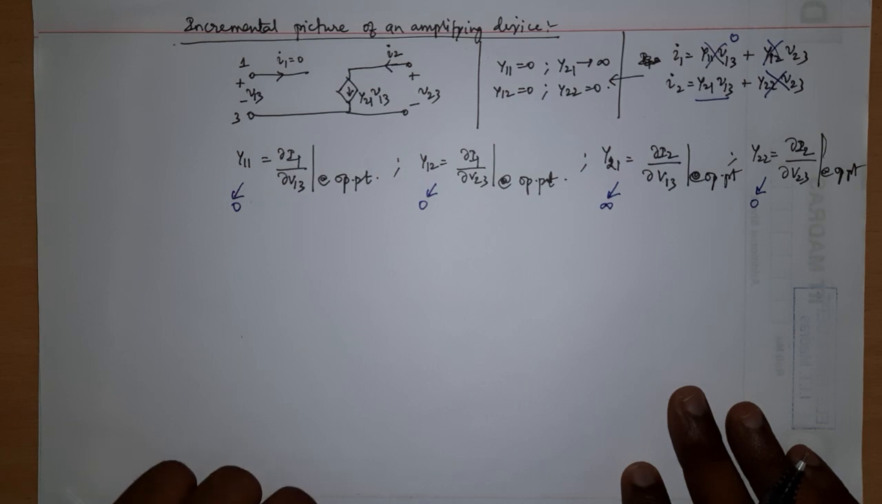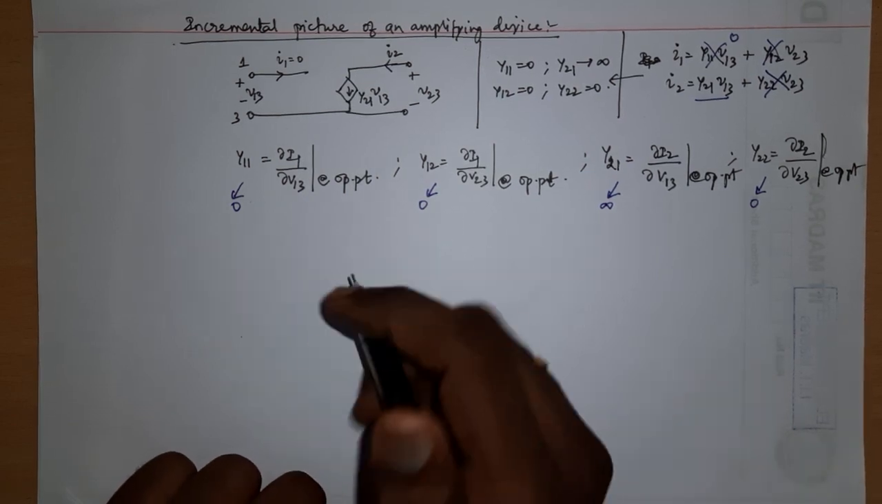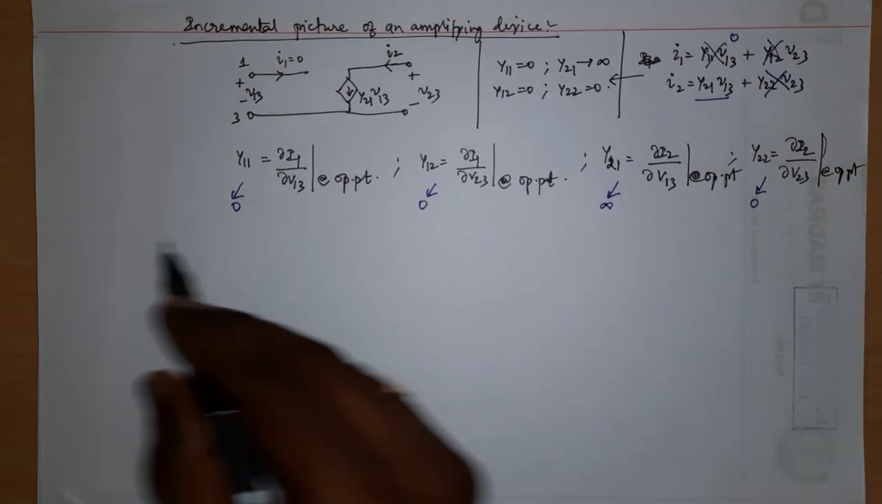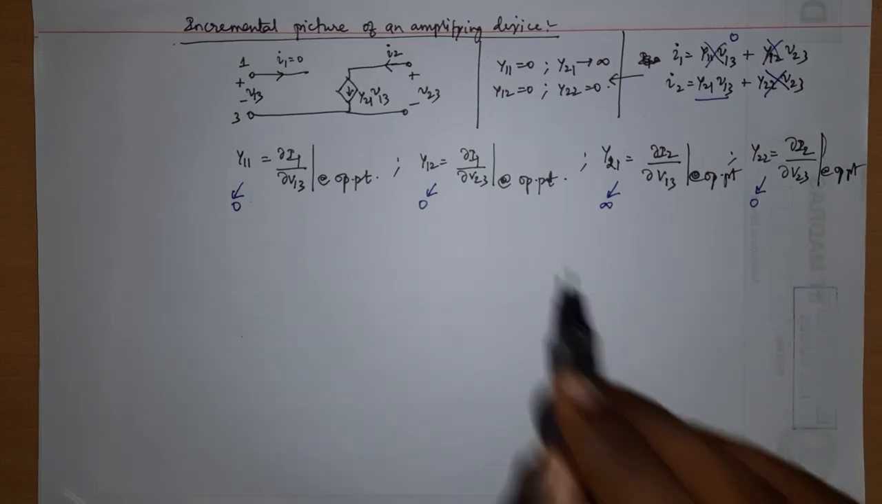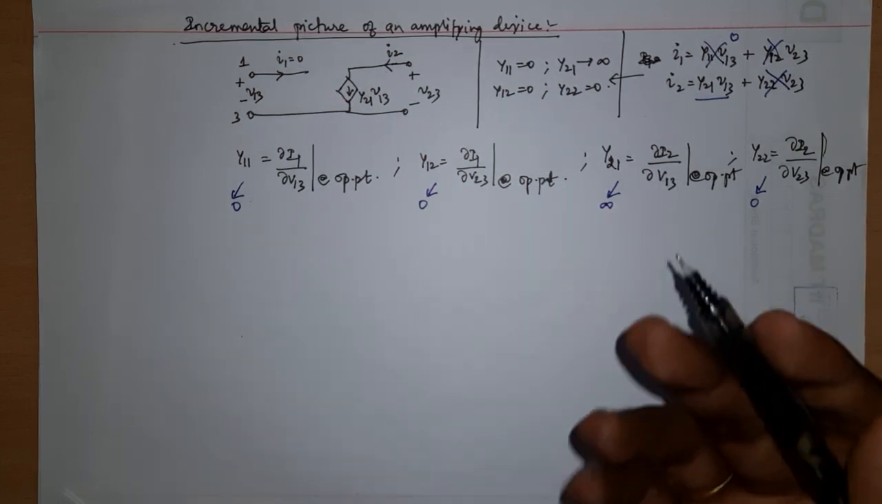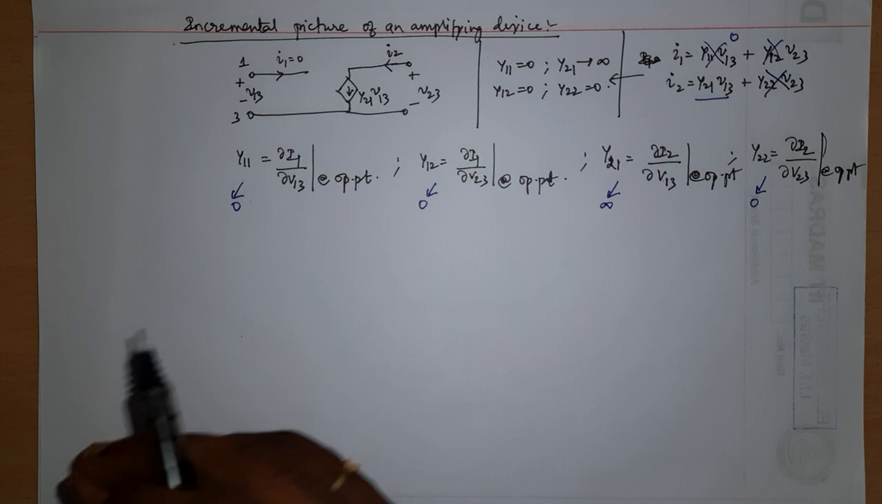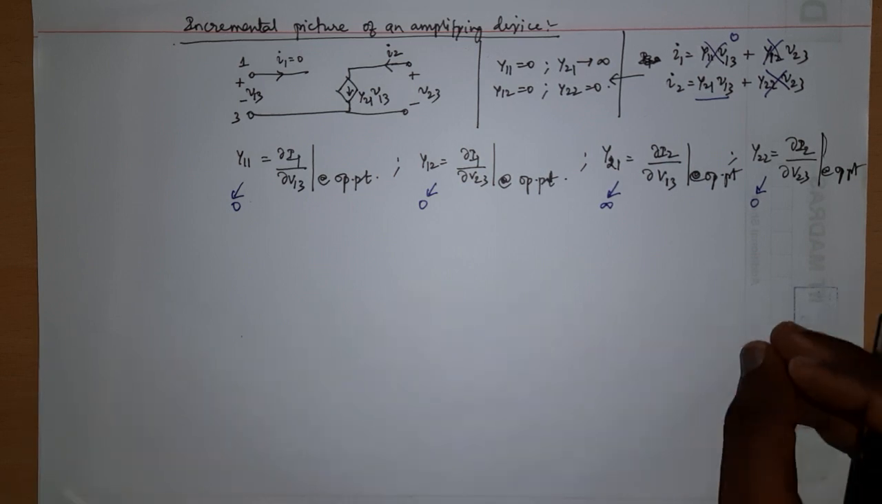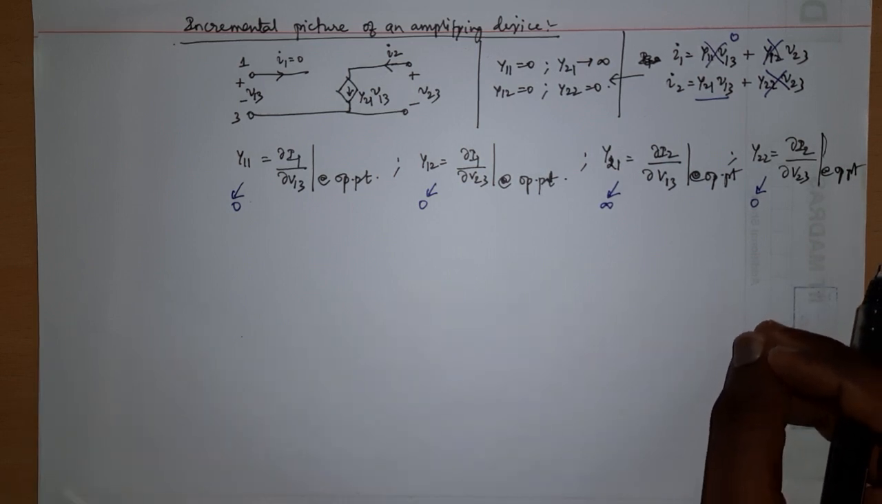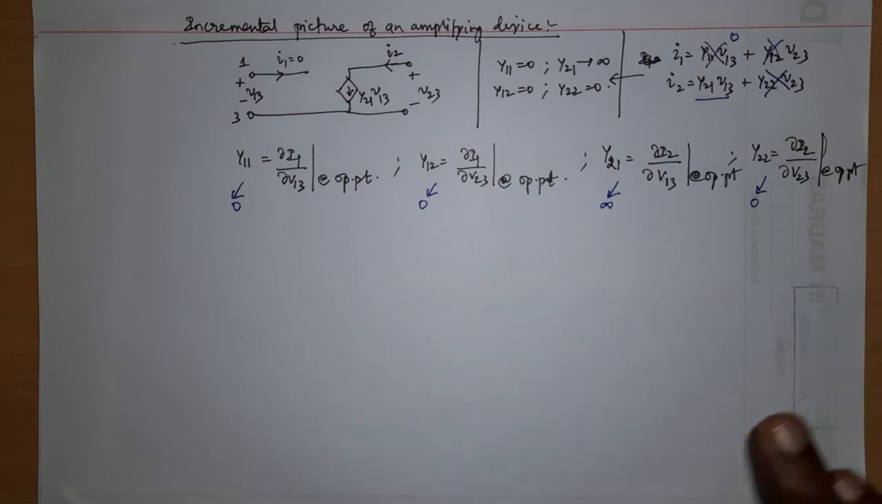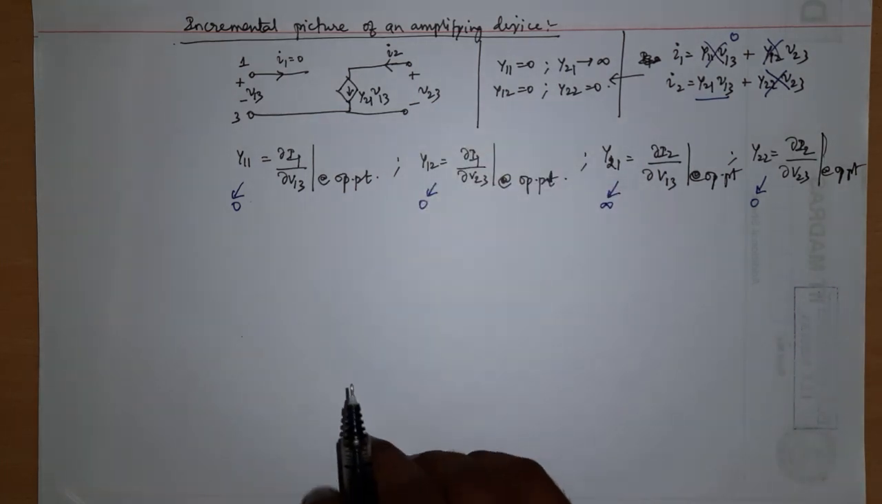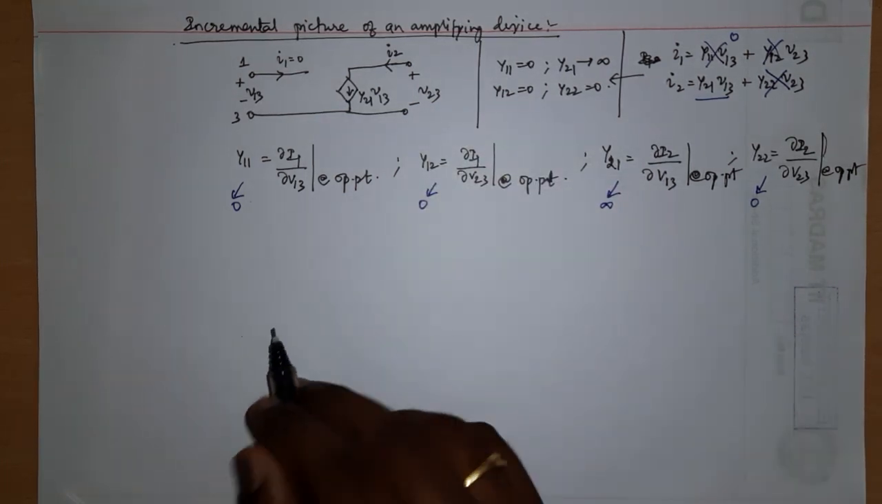So let me draw the characteristics, because I know what their slope should be at some operating point. I may not be able to draw the whole characteristics across all the voltages, but I would be able to do it at the operating point I am talking about, where I want my device to act as an amplifier, because I know their slopes, right?